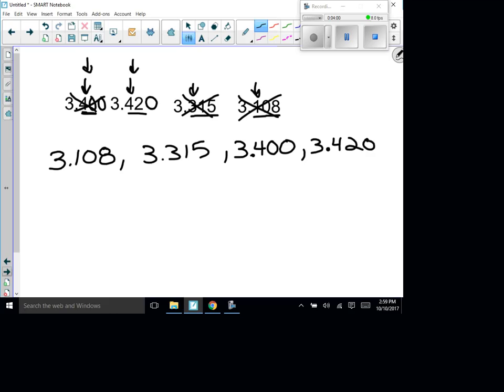And then finally, my greatest one is 3.420. So in order, all I did was take a look at each place value and compare them. There's the four in order. Okay? Let's try another one.